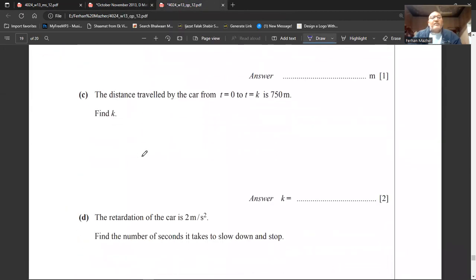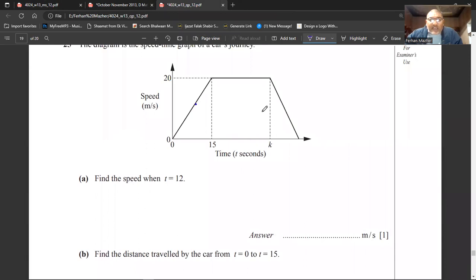Okay, the next question is the C part. He says the distance traveled by the car from T0 to TK is 750 meter. Find the value of K here. So the K is here.